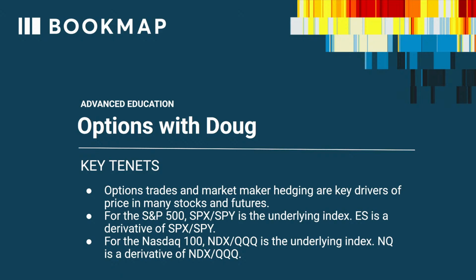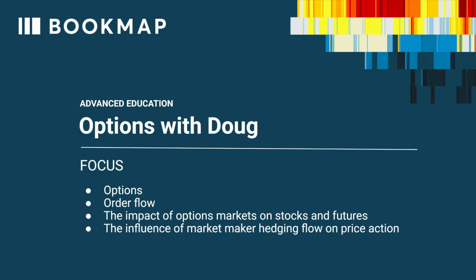And this also works for stocks. When traders buy calls in a stock, market makers sell the calls and they have to buy stock to hedge their delta exposure, and that helps to fuel that move higher. The focus of my presentation today and the focus of the Options-Doug chat channel is options order flow, the impact of options markets on stocks and futures, and the influence of market maker hedging flow on price action.